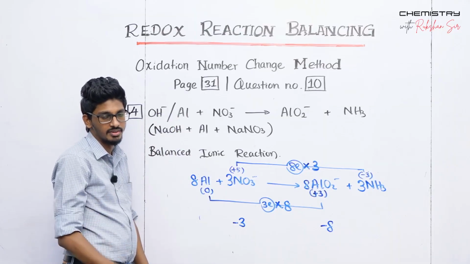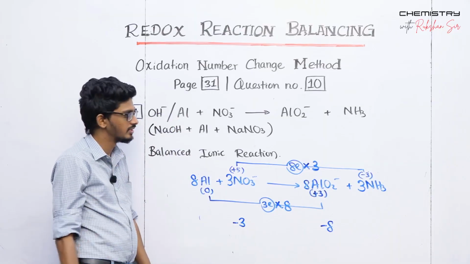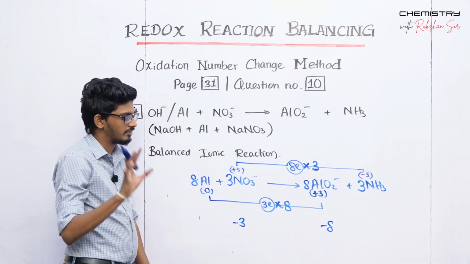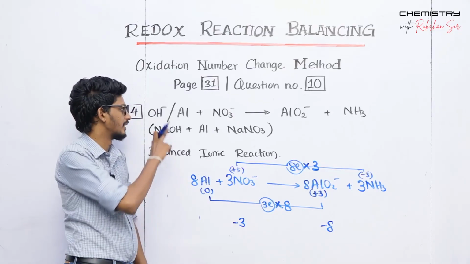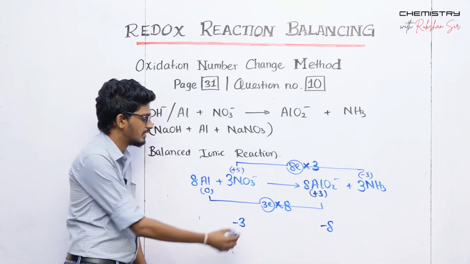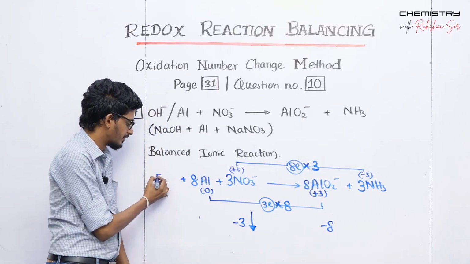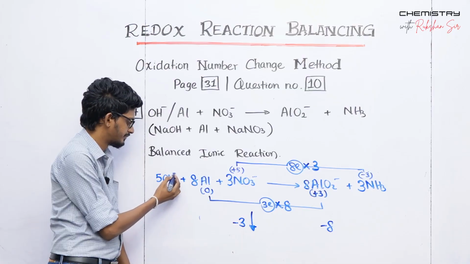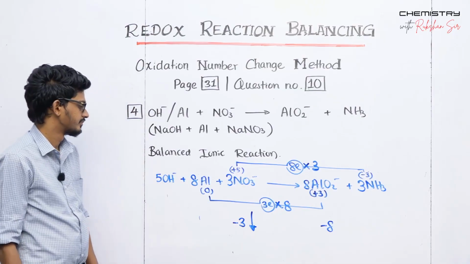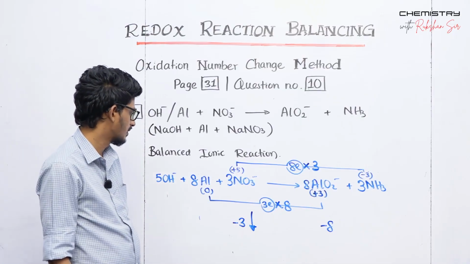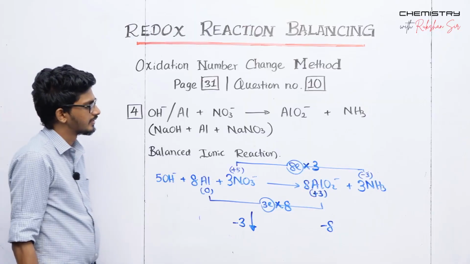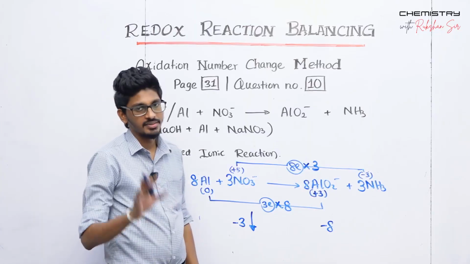So 5 OH minuses are needed. 5 OH minuses are needed to each side. To the side with least negative nature. The OH minus carries some minus. So to the side with least negative nature, that is this side. Right? So 5 OH minus are added to that side. Okay. Next is the time to balance the hydrogens.